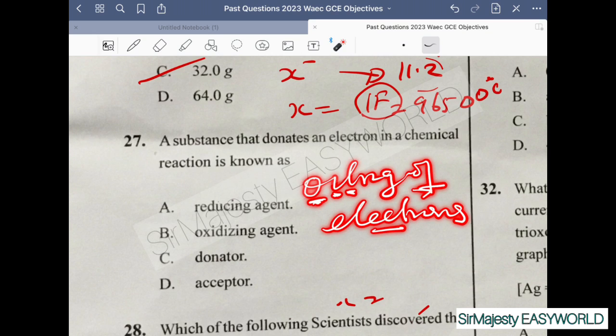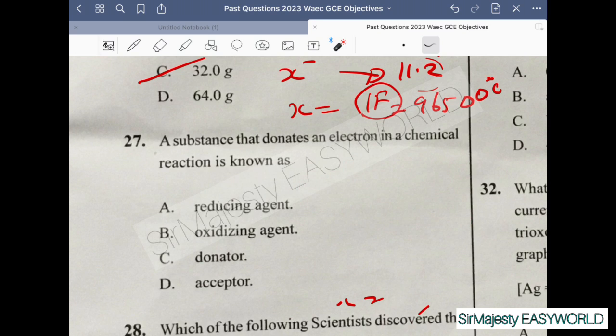So oxidation involves the loss of electron, but they are asking us for the one that donates the electron. Then reduction involves the gain of electron. But remember here, the agent of reduction is not actually the reduction itself. In that aspect, just know that the substance that donates an electron is undergoing oxidation. But you that is donating the electron, that is making yourself oxidized, is a reducing agent.